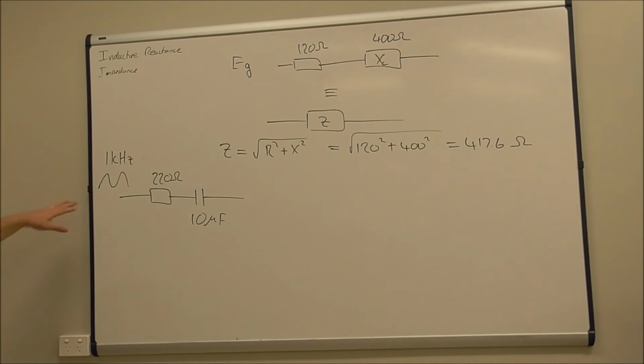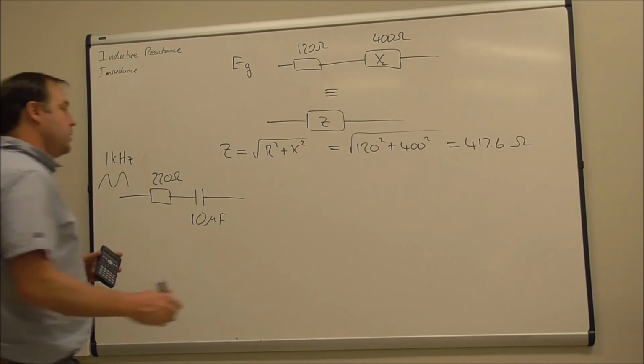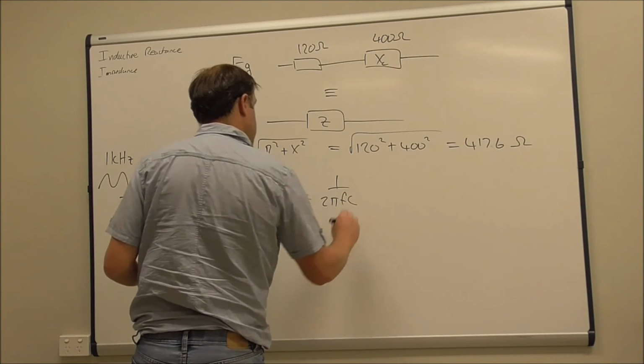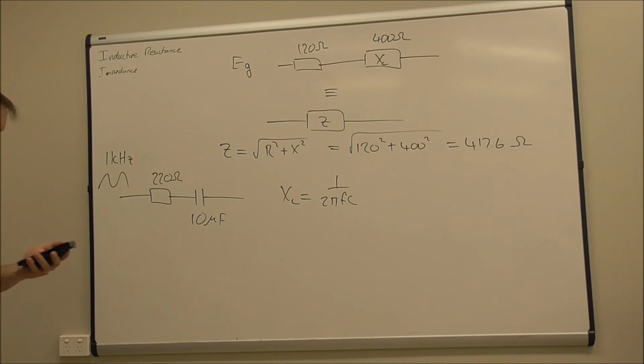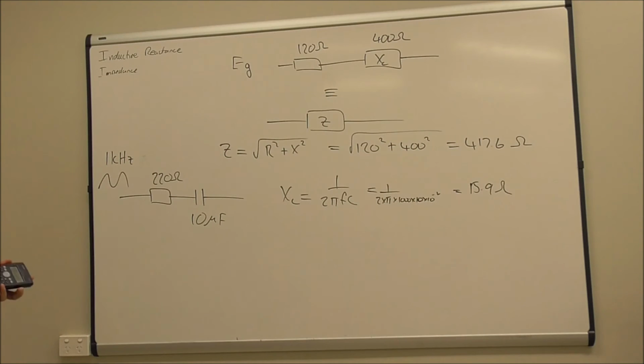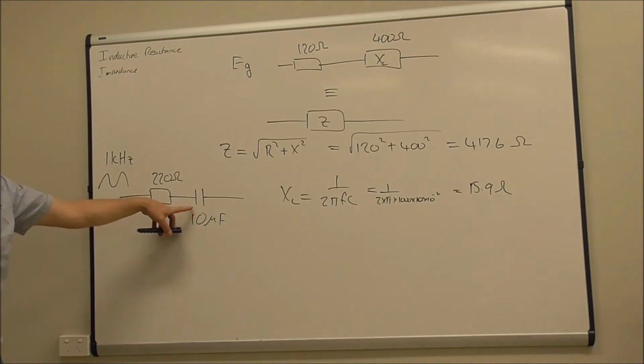Now I don't have the impedance, or the reactance or the resistance. I've got the resistance and the capacitance, and my input signal here is 1 kilohertz. What do I need to calculate? The reactance of that capacitor. So XC is 1 over 2 pi FC, which in this case is only 15.9 ohms. So 15.9 ohms is the reactance of that.